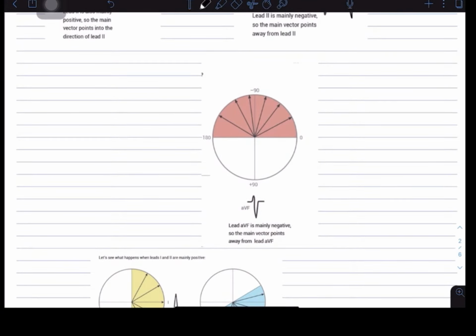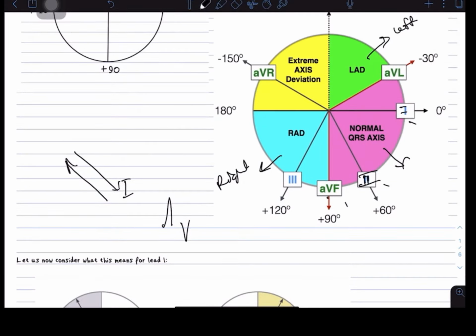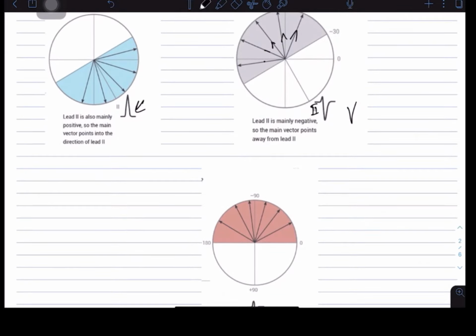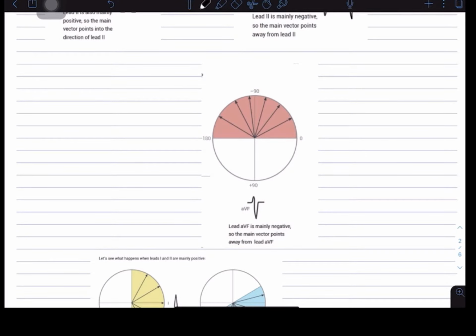And the lead AVF, as you can see, is present here. This is the lead AVF at the 90-degree positive. So if the vector is negative, it's going to be away from the AVF. As AVF is present here, it's going to be away from lead AVF. And if it is positive, then it's going to be coming from this side like this. This is the positive. And this is the negative.